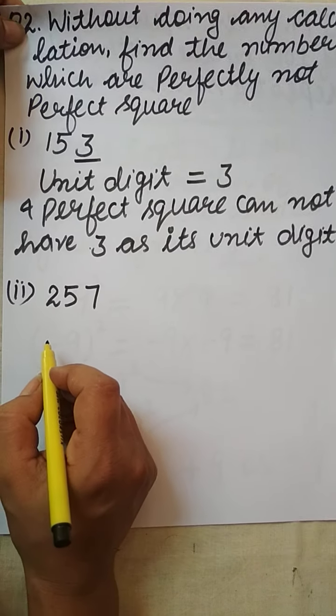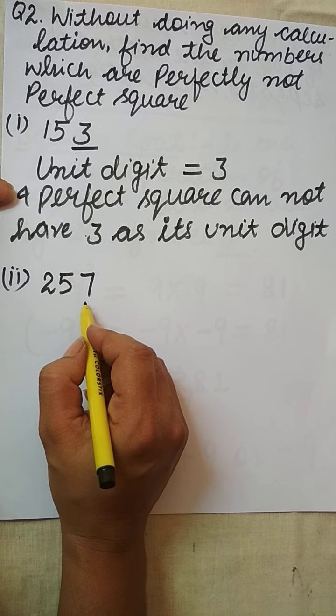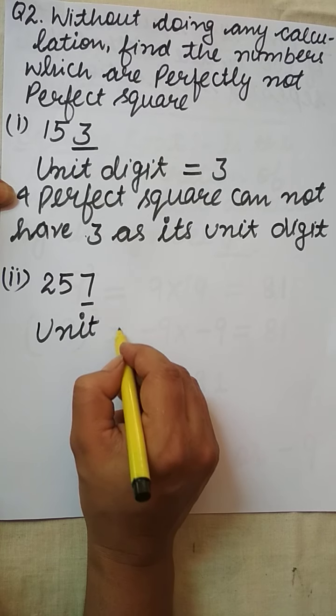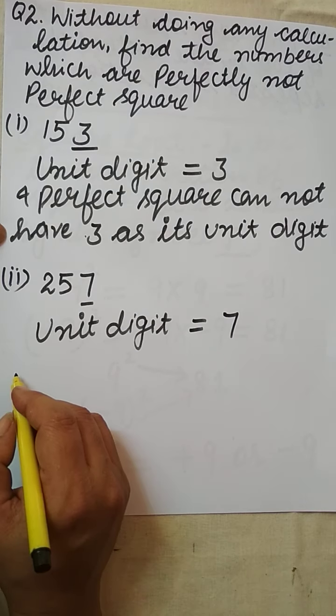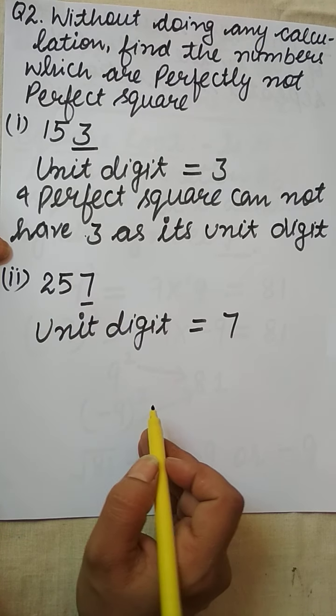Now for the next part, 257, again we will see the unit digit. Unit digit is 7, so we will write here unit digit is equal to 7, and again the reason will be the same. Instead of 3 here we will write 7.